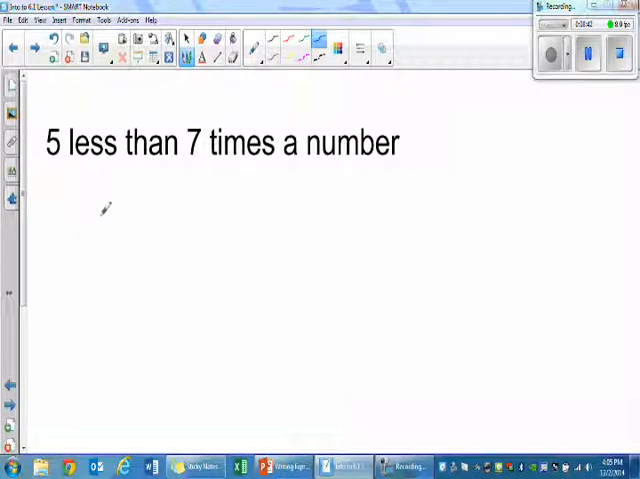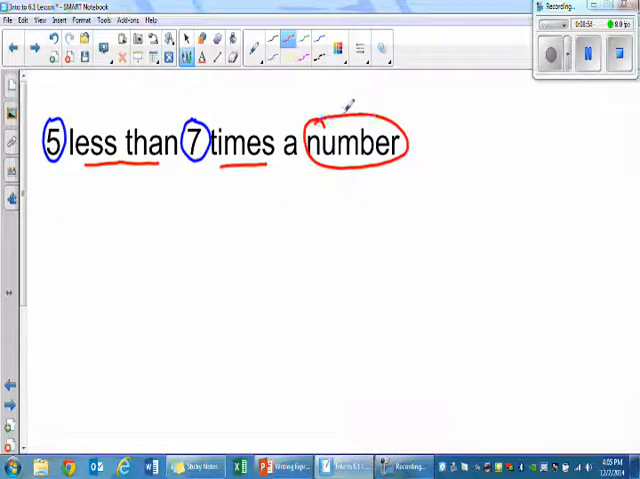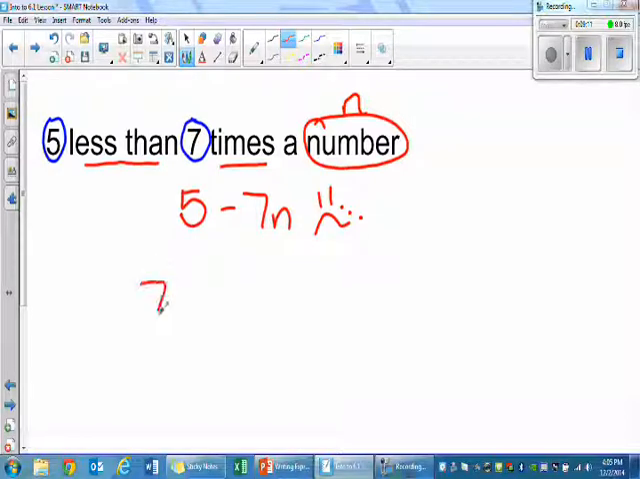Let's try this one. 5 less than 7 times the number. So I have 5, I have 7. I have less than and times, and I'm just comparing it to any random number. Let's call it n. Okay? So automatically, students want to do this. Oh, it's 5 minus 7n. This is incorrect. Okay? You have 5 less than 7. If you have less than 7, you have to start with 7, then subtract the 5.